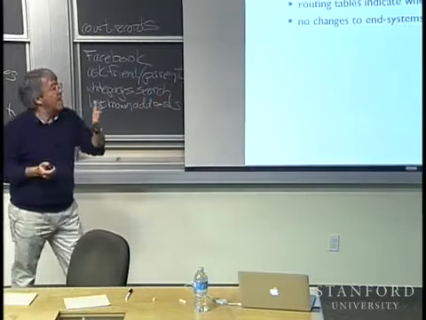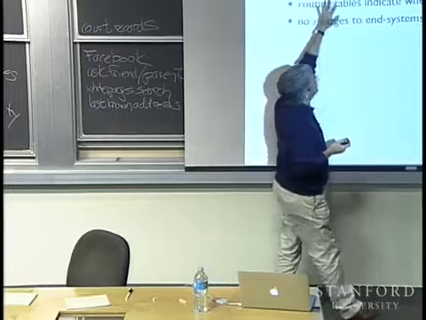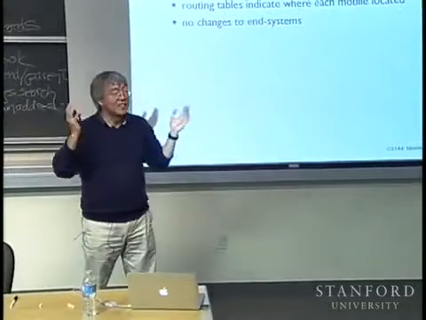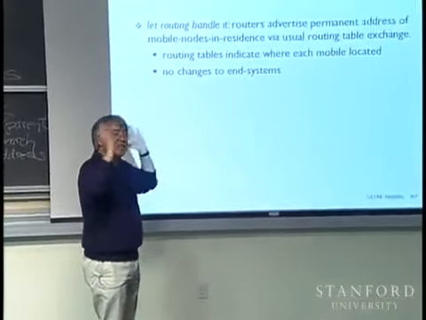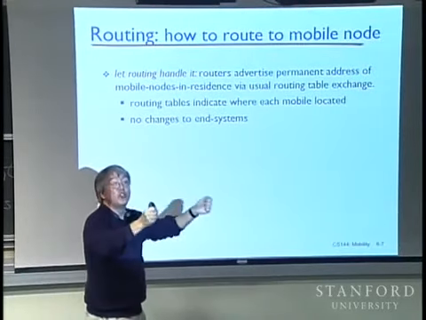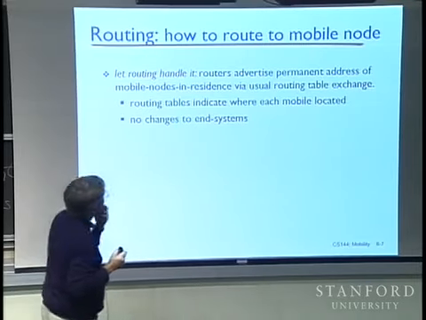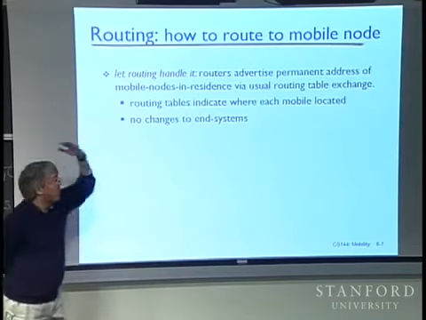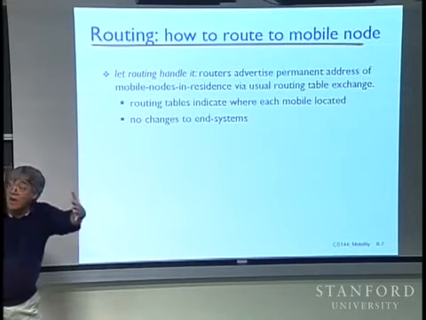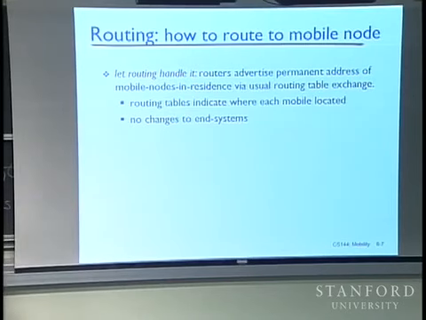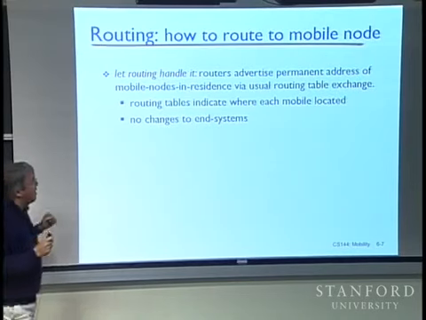So let the routers advertise the permanent address of a mobile node in residence. So I come to Stanford. Stanford says, I don't know offhand what your IP address is, but you've got a /16. It says, all these /16s route to Stanford, and by the way, this /32 UMass address also routes to Stanford. And so that might actually work. The routing tables throughout the internet are going to know where to reach me because Stanford's now advertising my UMass IP address. No changes to end systems. This question about who knows whether you've changed becomes irrelevant, because I still have my IP address.